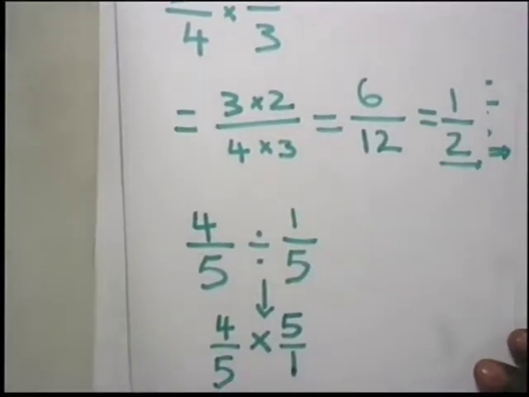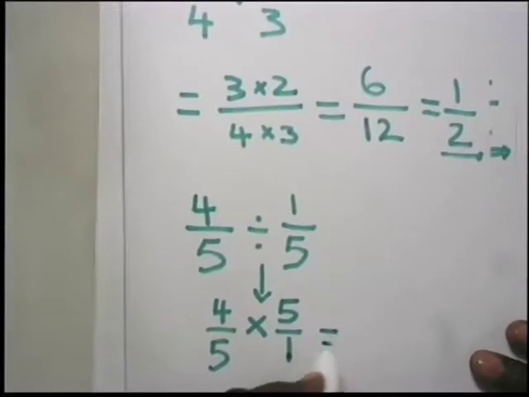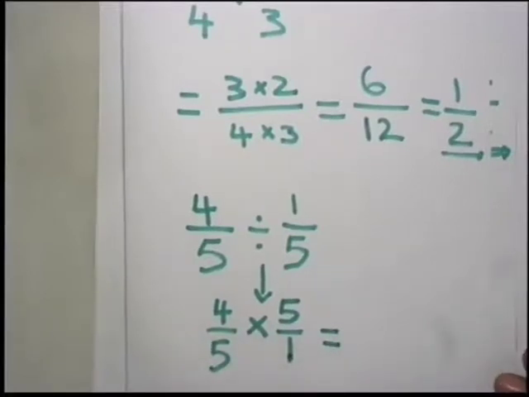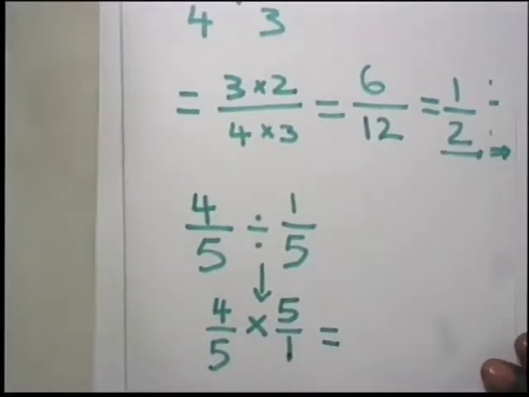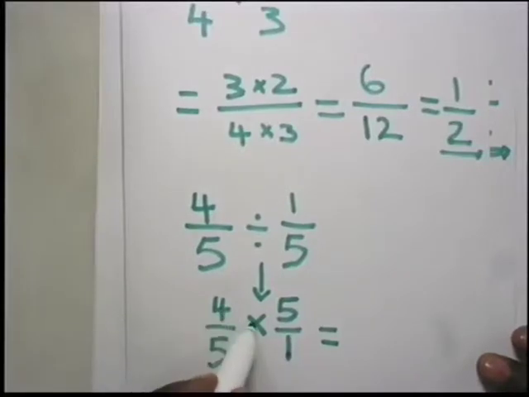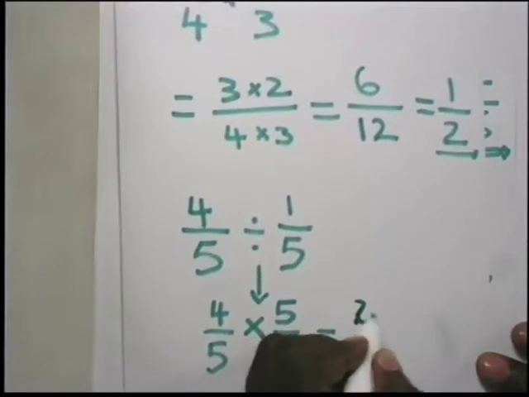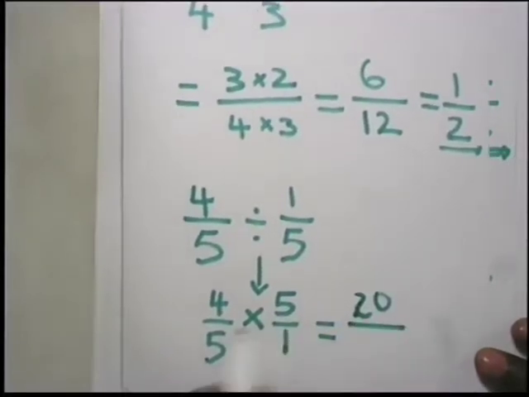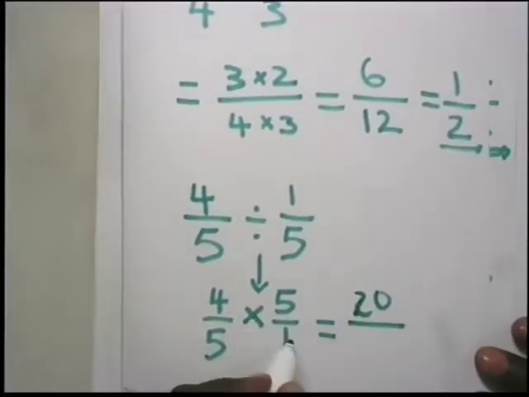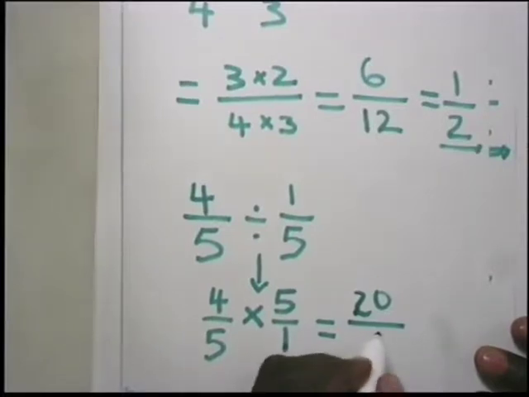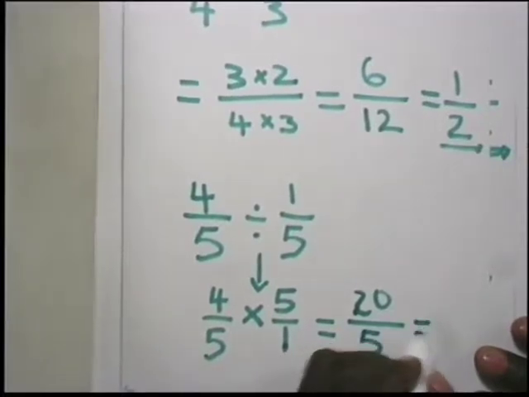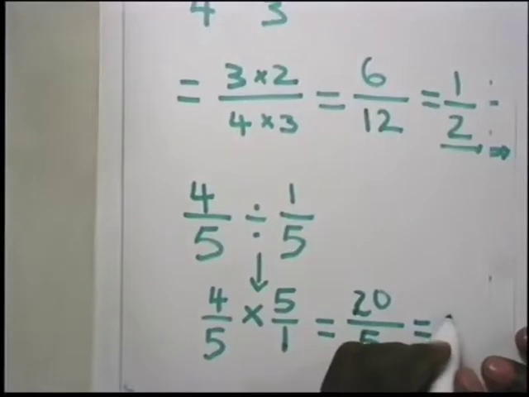So then in the end we handle it the way that we handle multiplication. So it will be 4 multiplied by 5, which is 20, divided by 5 multiplied by 1, which is 5. And 20 divided by 5 is the same as 4.